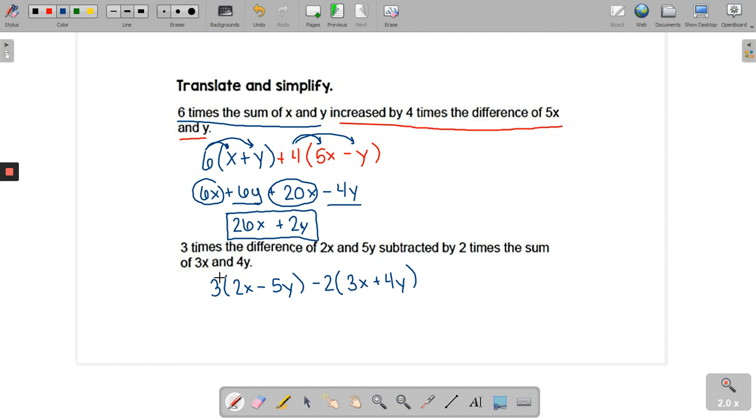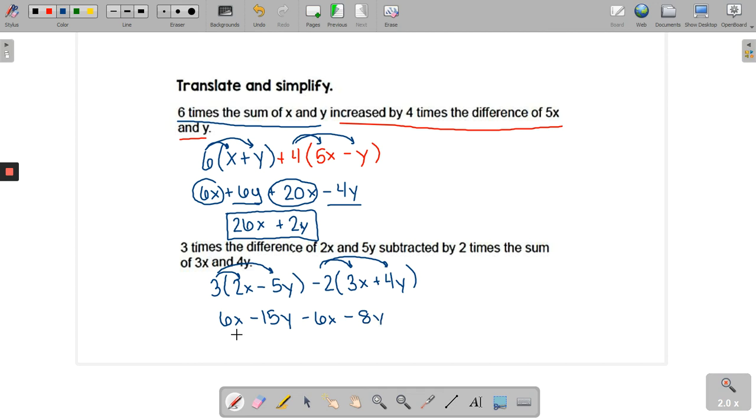So we're going to distribute. 3 times 2x gives us 6x. 3 times negative 5y gives us negative 15y. Negative 2 times 3 gives us negative 6x. Negative 2 times 4 gives us negative 8y.